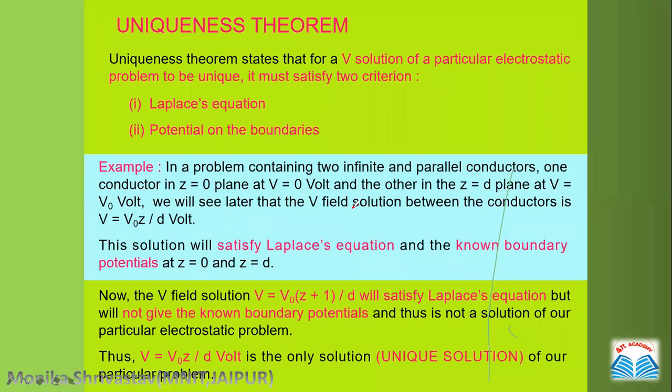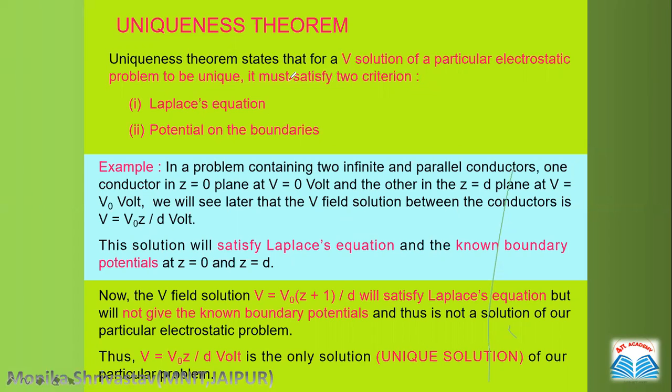Now, what is the uniqueness theorem? I have told you already that the uniqueness theorem is all about stating a unique solution for any problem in electrostatics. So, the uniqueness theorem states that for a V solution of a particular electrostatic problem to be unique, it must satisfy two criteria. We know that the solution should be unique, so what criteria should it follow?